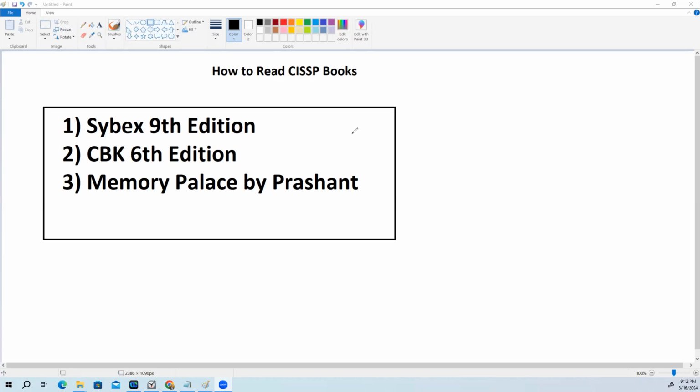See, when you're talking about CISSP, we refer to three books: Cybex 9th edition, CBK 6th edition, and Memory Palace by Prashant Mohan. Cybex is a very popular book because the best thing about it is it starts with the concept, then gives you understanding and all that. Now, CBK is a direct book, direct statements, and it's the official book of ISC2. And the short, concise one, which people refer to the week before the exam, and which I refer to my students, is Memory Palace by Prashant, who is my brother. The best thing about it is that it is a very concise and short version of everything you need to know the week before the exam.